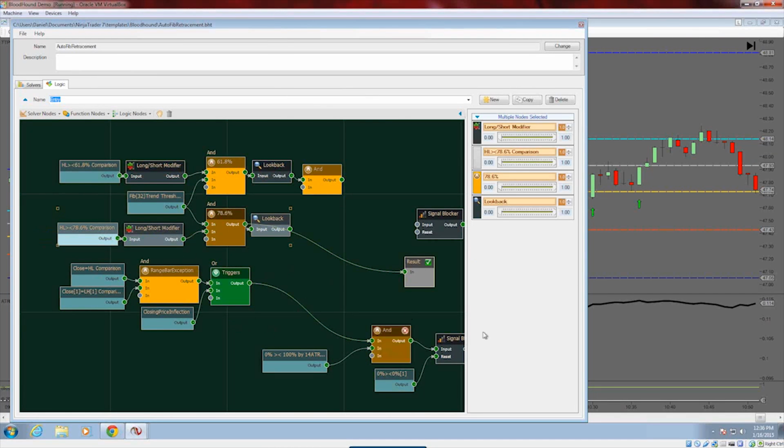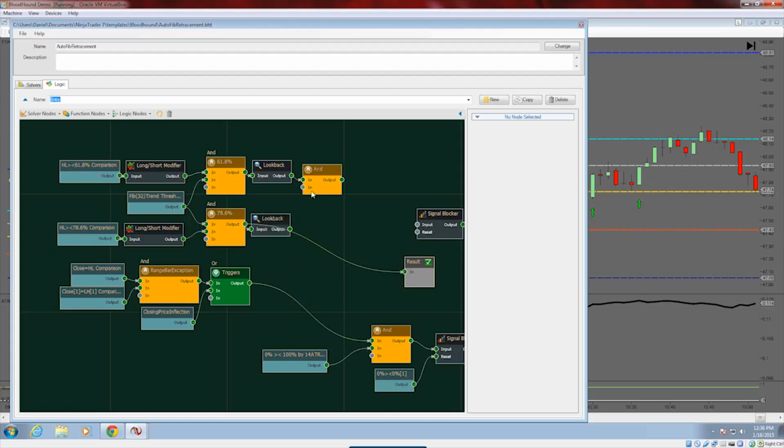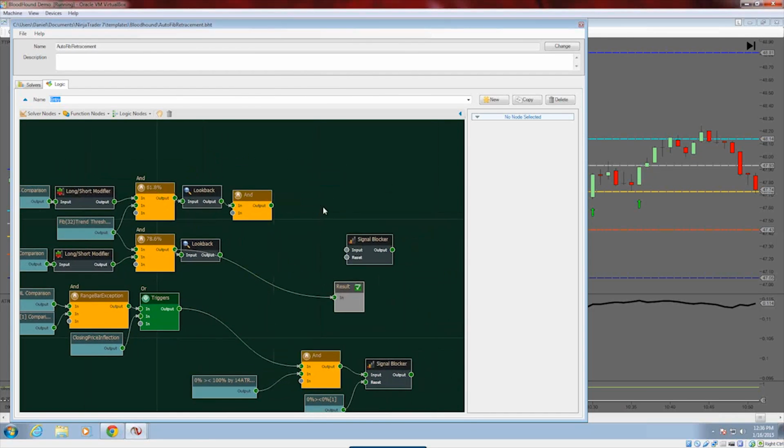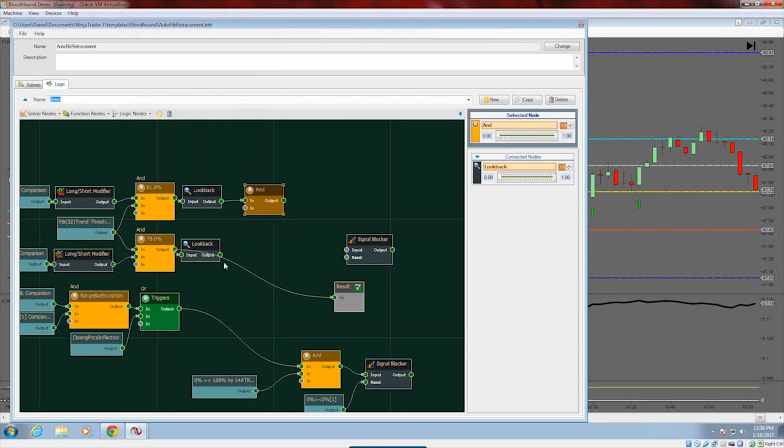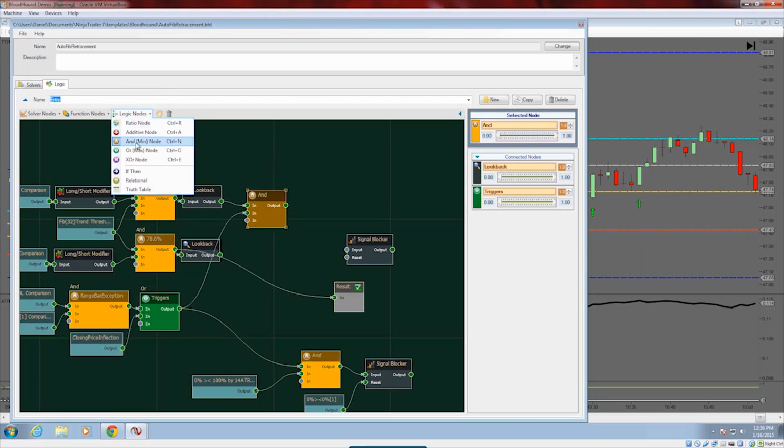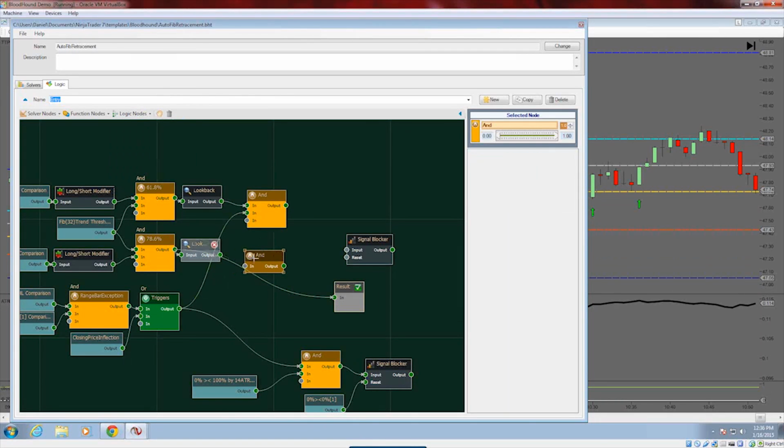I have to block the subsequent signals that occur independently so that I can get one signal from the 61.8, and then if it breaks and goes lower to the 78.6, I could get another signal out of the 78.6, but then none after that point, okay, until the 0% line shifts. And that will all become clear after I put this all together.